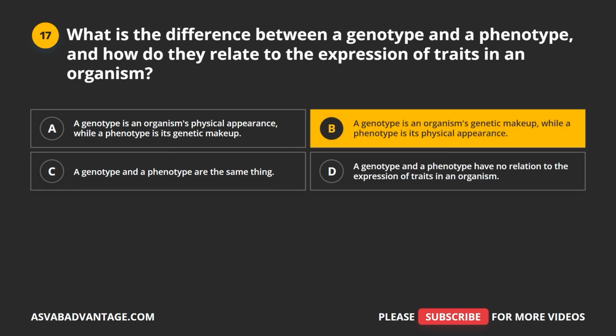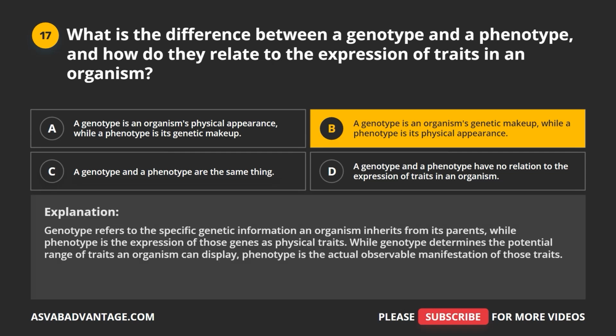A genotype is an organism's genetic makeup, while a phenotype is its physical appearance. Genotype refers to the specific genetic information an organism inherits from its parents, while phenotype is the expression of those genes as physical traits. While genotype determines the potential range of traits an organism can display, phenotype is the actual observable manifestation of those traits.